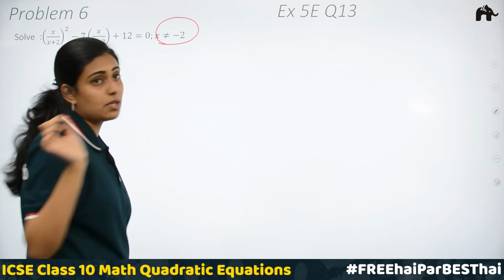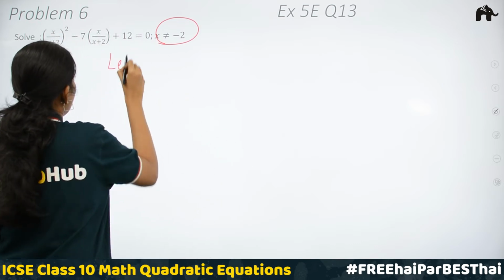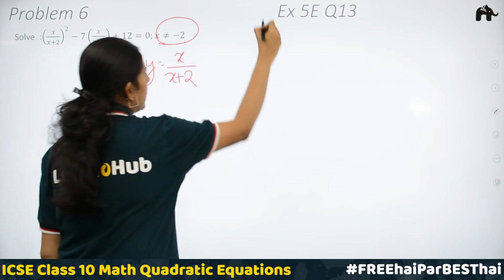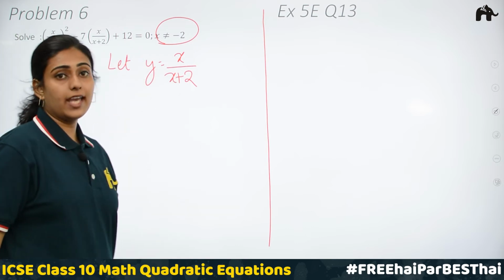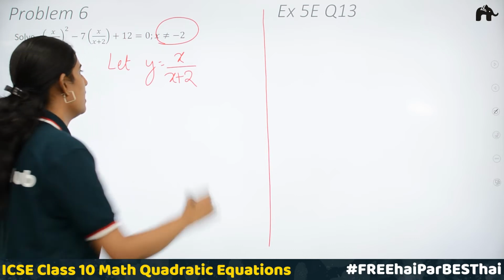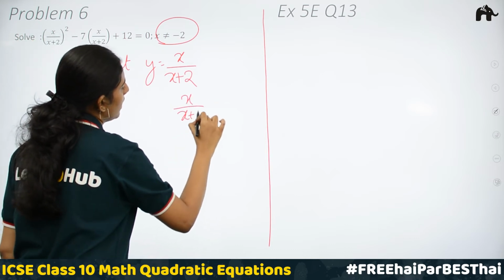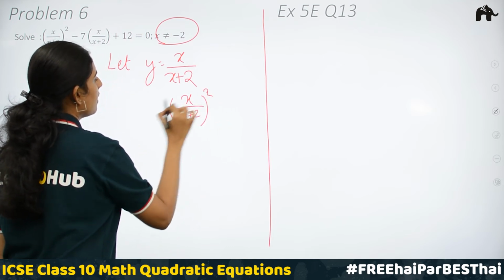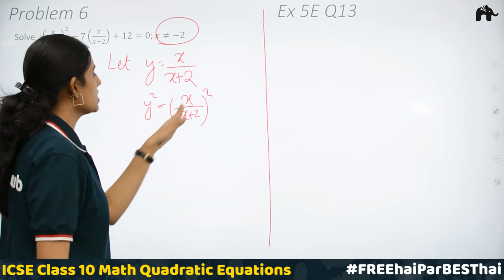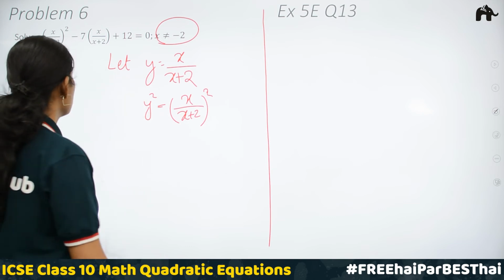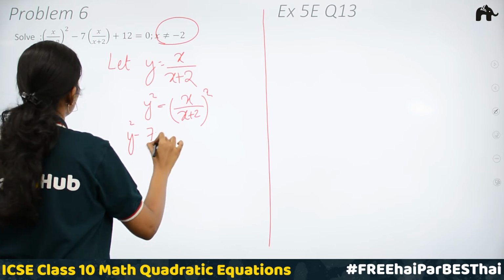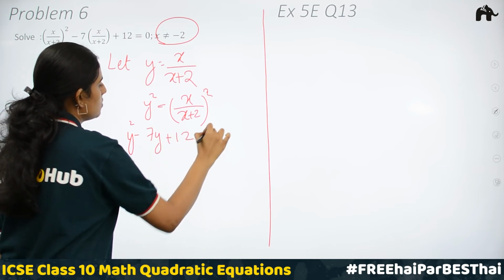We need to use the substitution. Here, let y is equal to x by x plus 2. What is the next step? If y is equal to x by x plus 2, we need x by x plus 2 whole square, which will be equal to y square, right? Just squaring on both sides, we get y square is equal to (x by x plus 2) whole square. Now, substitute these values in the equation. We will have y square minus 7y plus 12 is equal to 0.